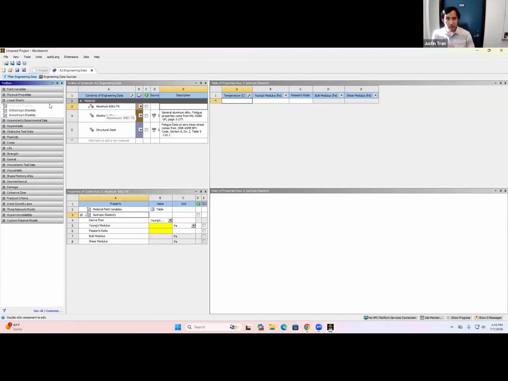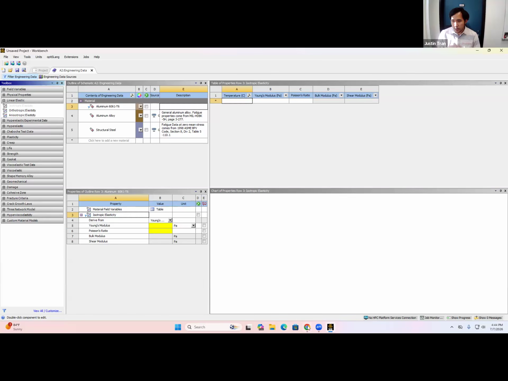Okay, and so after you click and drag the isotropic elasticity on there, on the bottom portion of the screen, this is going to give you a chance to add in the material properties for that material. Okay. And so you can see here there's a box for the Young's modulus and there's a box for the Poisson's ratio. Okay, so let's go ahead and input both of these.